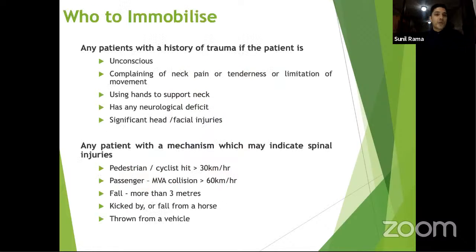Who do we immobilize? Any patients with a history of trauma, if the patient is unconscious, complaining of neck pain or tenderness, limitation of movement (usually patients find their head difficult to actually take off the pillow), any neurological deficit, significant head or facial injuries after the incident of trauma, and of course with a mechanism that may indicate any spinal injuries: where it's a pedestrian or a cyclist, more than 30 kilometers per hour, a passenger in an MVA, more than 60 kilometers per hour, a fall from a height of 3 meters or more, kicked by or fallen from a horse, or thrown out from a vehicle.